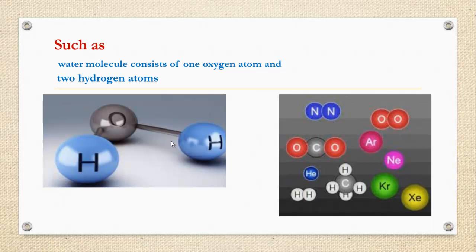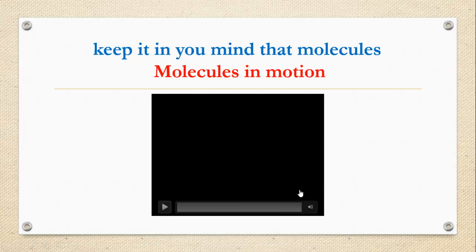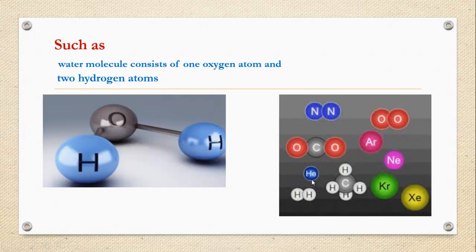If the molecule consists of different atoms, is it a molecule of an element or a molecule of a compound? Excellent, a molecule of a compound. So a molecule of a compound means that the molecule consists of different atoms. But if the molecule consists of similar atoms or one atom, this is a molecule of an element. Okay?